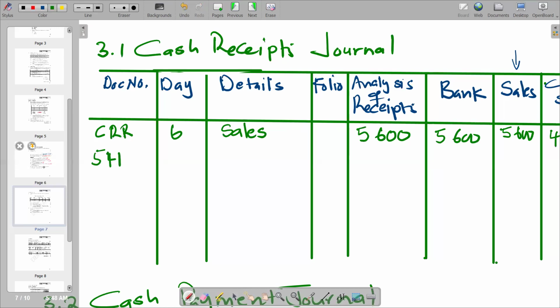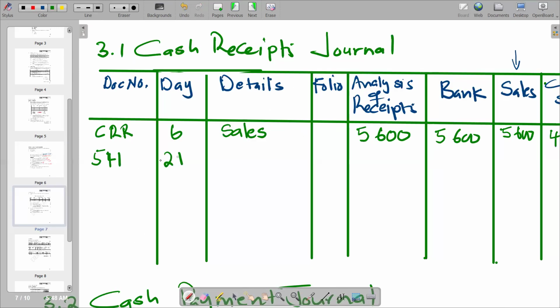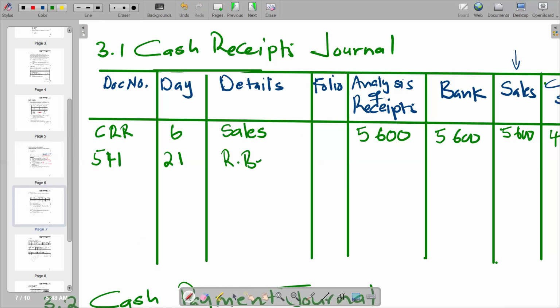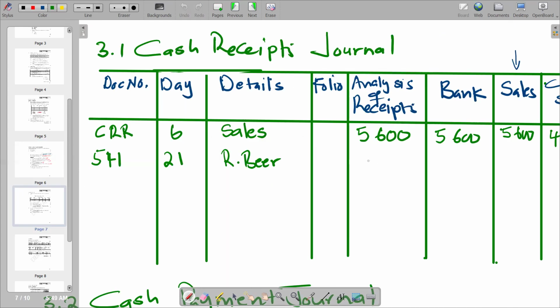Then on the day, we have 21, so we can just put our 21. Under details, remember the name of the debtor that we are receiving money from is RB, so you can put RB. And then we go to the analysis of receipts, where we put the amount that has been received, which is 3,200 that we have here. So we are going to put our 3,200.